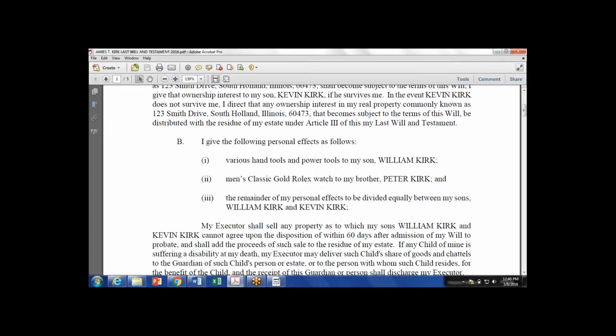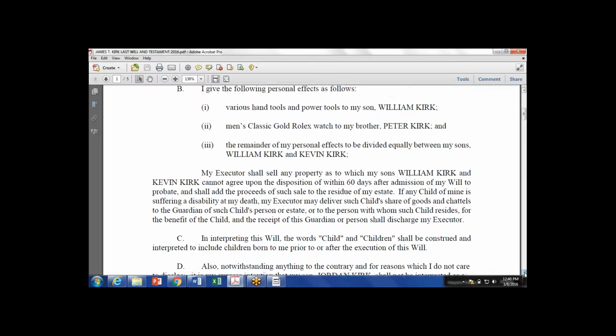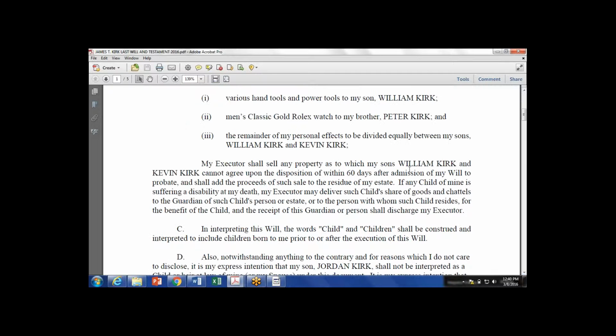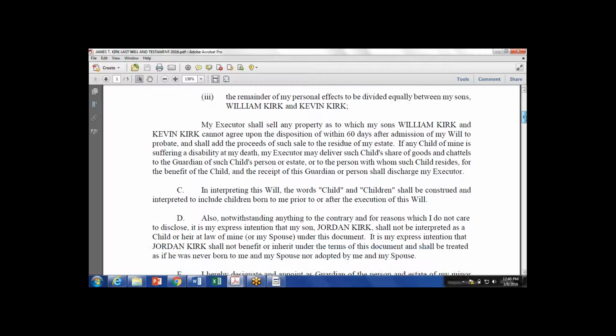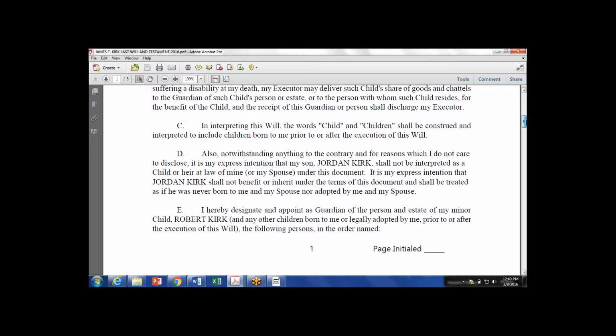We have the following specific bequests. Yeah, that looks good. I like how you did that. Okay. Yeah, my executors shall sell any property which my sons William cannot agree on. That's my anti-bickering clause that I mentioned in the prior go-to session. Mm-hmm. That's good.